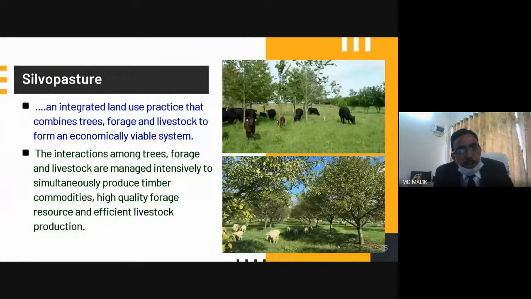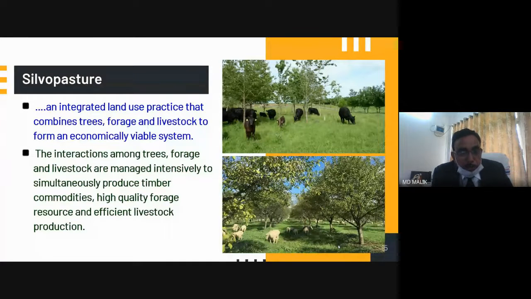As I have mentioned earlier, in agroforestry there are three main pillars: we do tree with agriculture crops, tree with pastures, and all three components in one: tree, agriculture, and pasture. So this is a very important land use practice that combines trees, forest, livestock, and farm into an economically viable system. It is a very economically viable system.